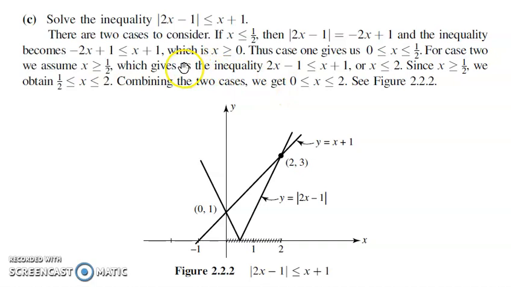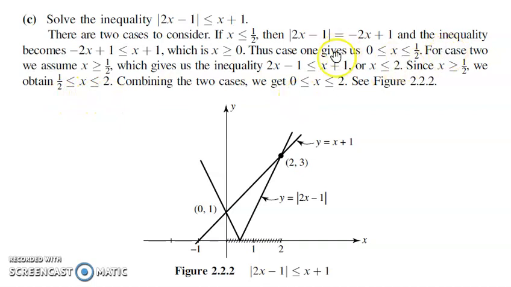So in case 2, those elements which satisfy modulus of 2x minus 1 less than or equal to x plus 1 are those real numbers which are less than or equal to 2 and greater than or equal to 1 by 2. So the real numbers should be in between 1 by 2 and 2. In the first case, we get those real numbers between 0 and 1 by 2, and in the second case, those between 1 by 2 and 2.